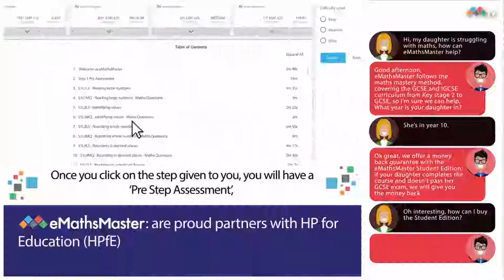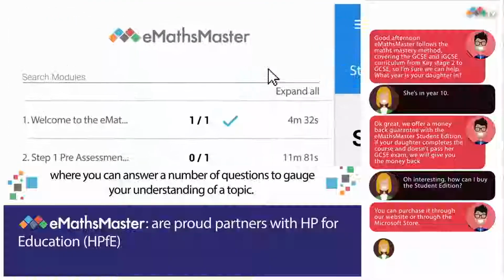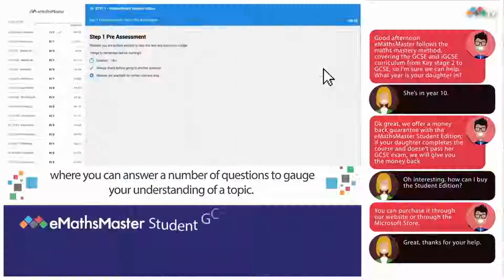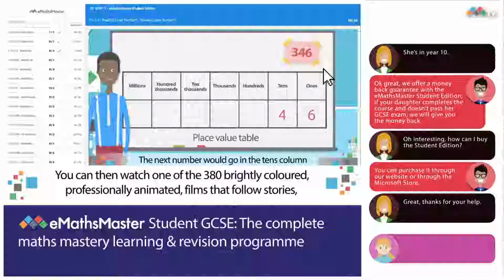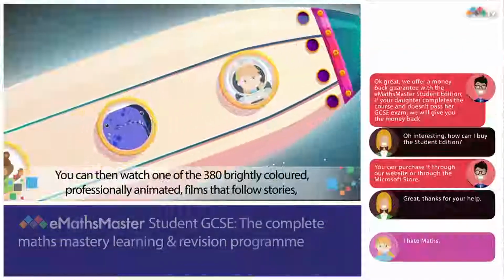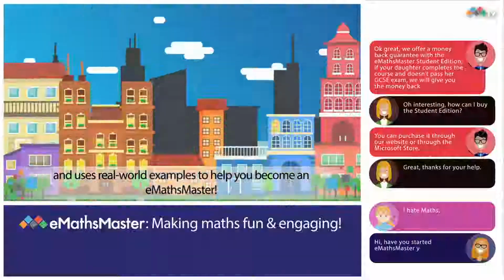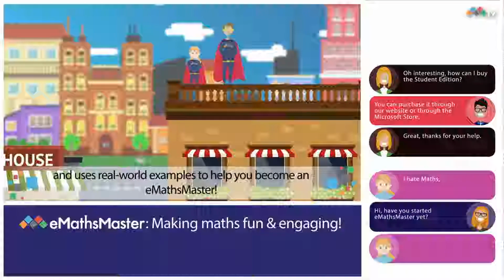Once you click on the step given to you, you will have a pre-step assessment, where you can answer a number of questions to gauge your understanding of a topic. You can then watch one of the 380 brightly coloured, professionally animated films that follow stories, let you meet some interesting characters and use real-world examples to help you become an eMaths master.